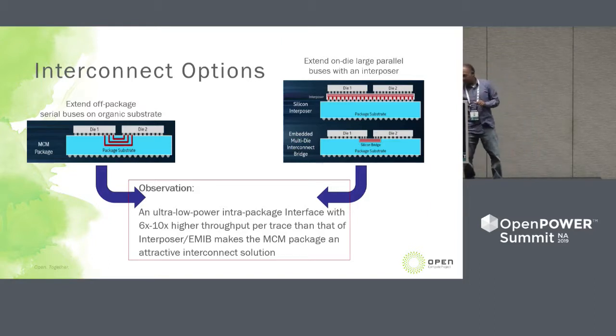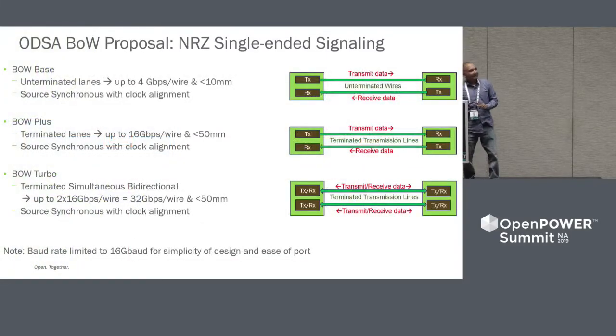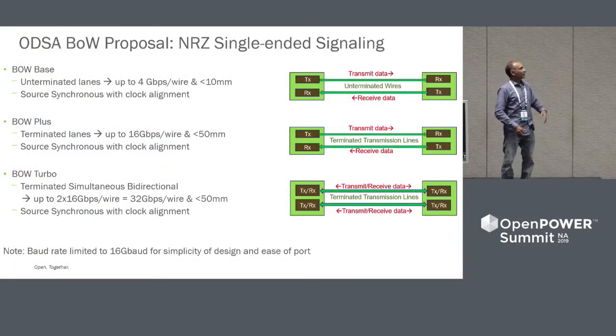So the answer in our minds is this idea of a bunch of wires. And literally, the bunch of wires is just the best name we could come up with, which is take a parallel bus, run each wire more quickly, do double data rate. So what you can do is, if you have a simple basic design, you can do 4 gigabits per wire. If you have terminated lanes and you've got more sophisticated design, you can do 16 gigabits per wire.